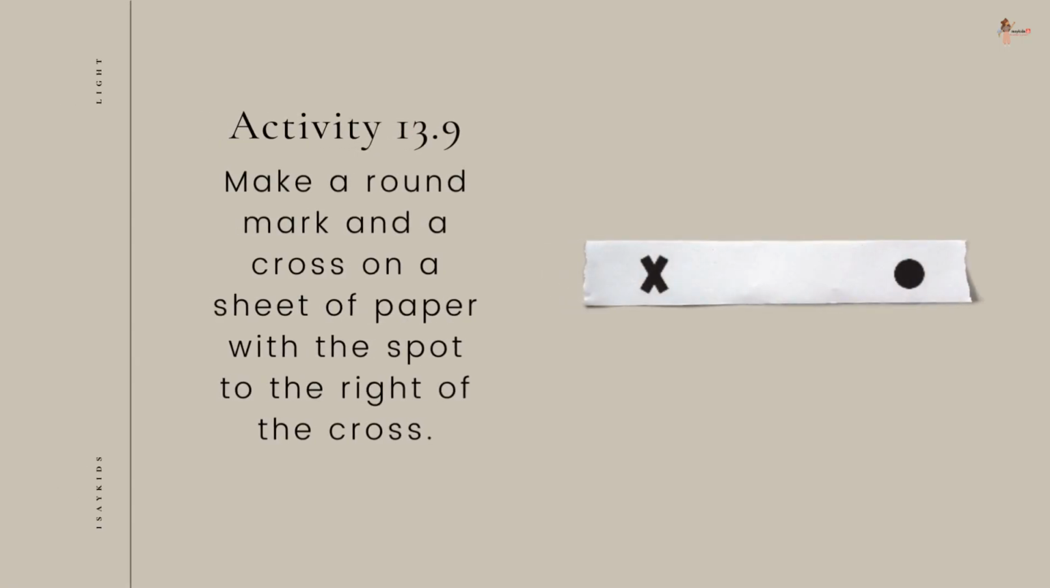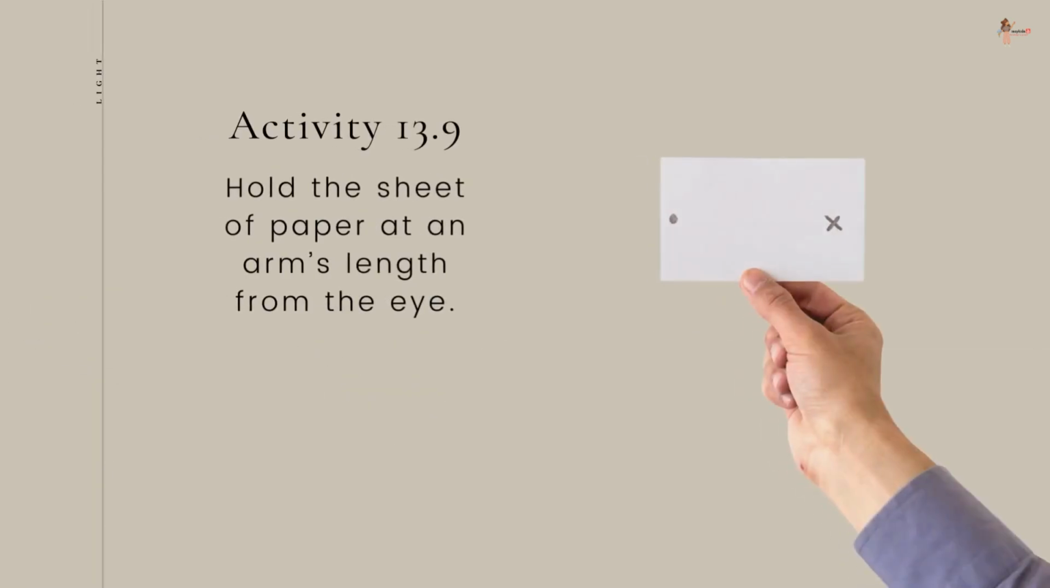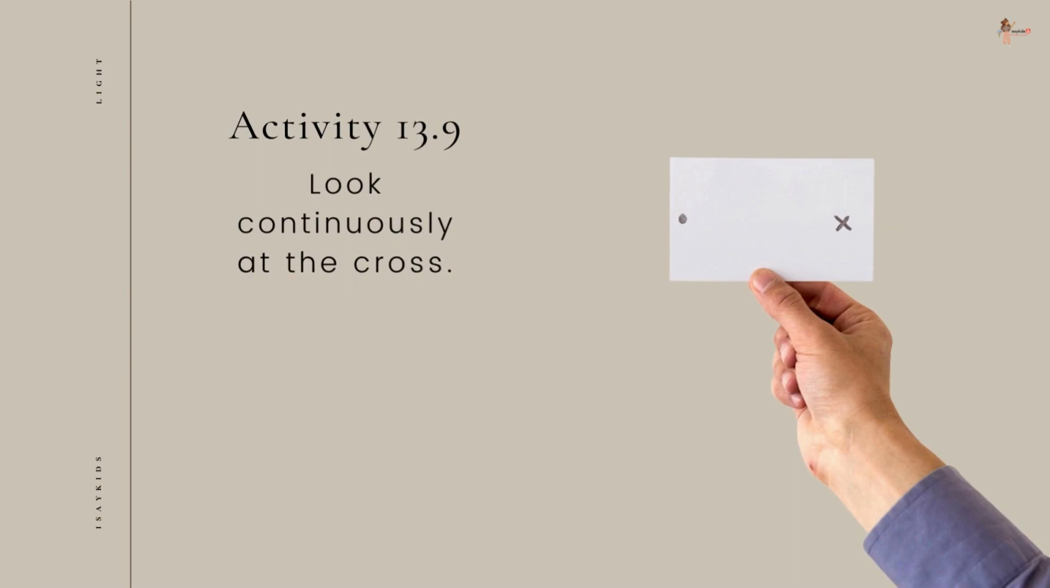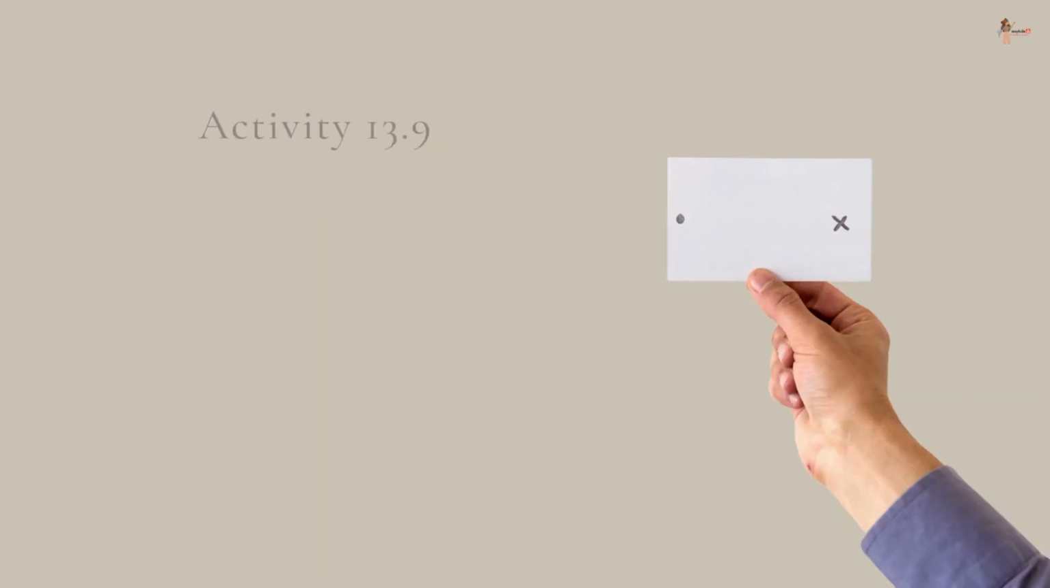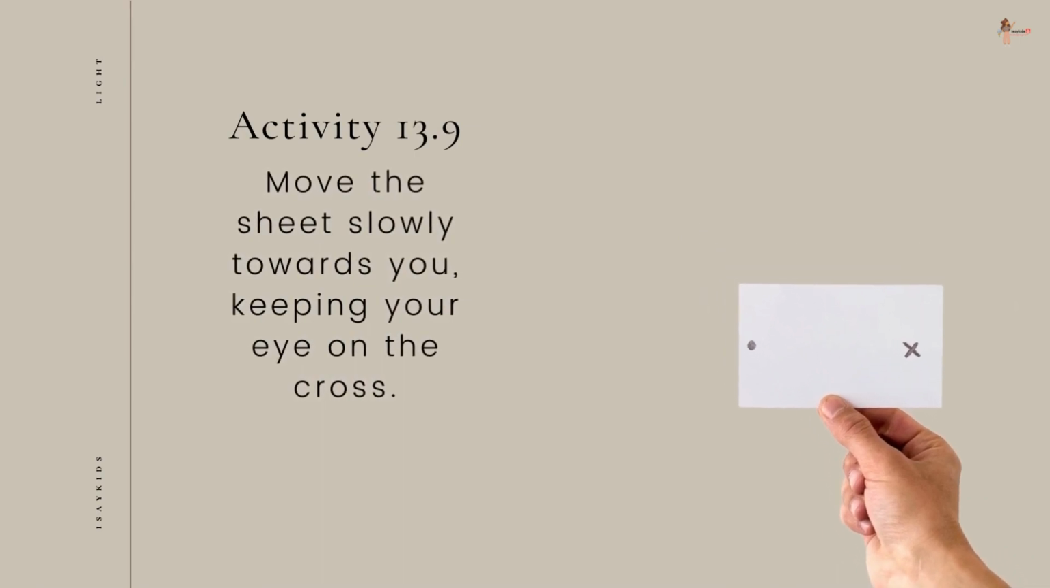Make a round mark and a cross on a sheet of paper with the spot to the right of the cross, as shown here. The distance between the two marks may be 6 to 8 centimeter. Hold the sheet of paper at an arm's length from the eye. Now close your left eye. Look continuously at the cross. Move the sheet slowly towards you, keeping your eye on the cross.